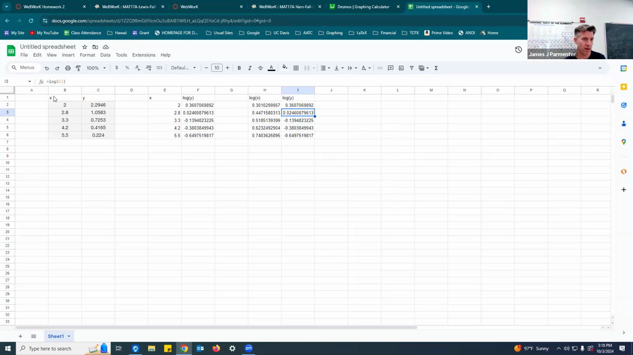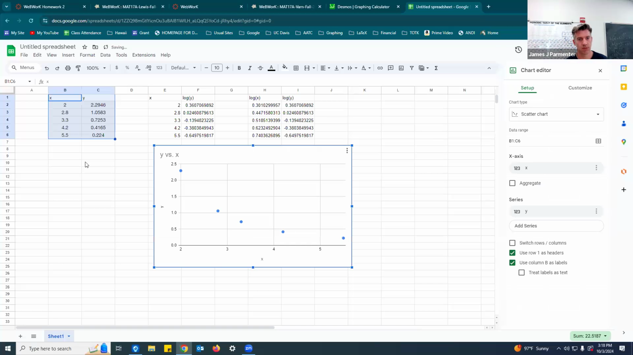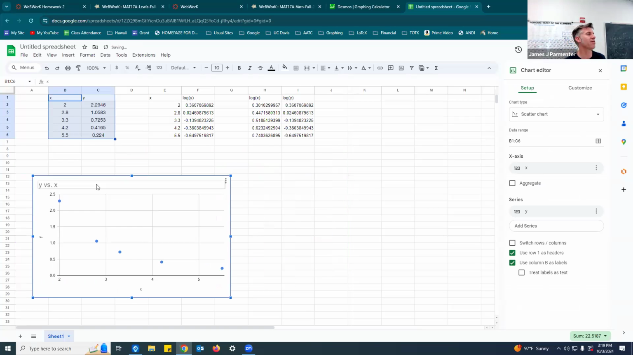So let's grab both of the columns, including the names, X and Y. And then I have to remember how to do it. I think we insert a chart. Yeah, chart. Cool, there's our chart. And then we want to see how good of a fit this is, which is clearly not, right? It's not linear. We already knew it wasn't linear.